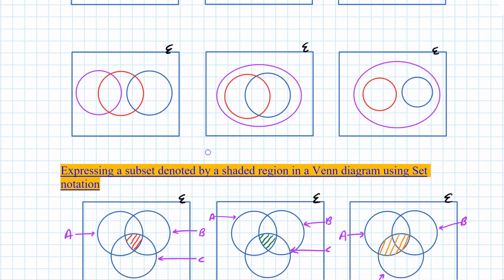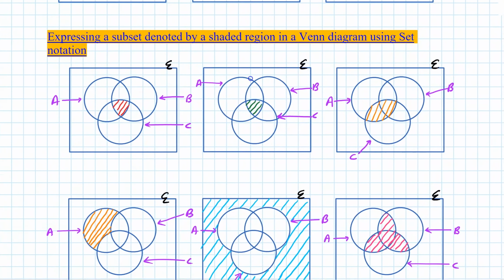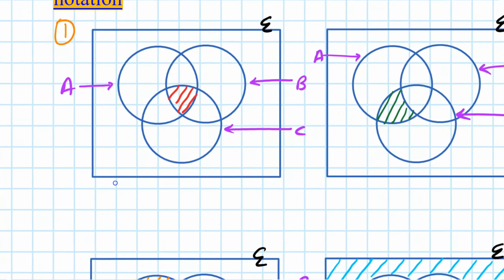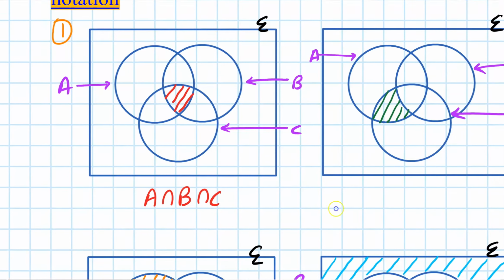Righty. So let's move on to representing or expressing subsets denoted by the shaded regions. I have given a few diagrams here. Let's have a look at one at a time. The very first one, it's common to all. It is the intersection of all 3 subsets A, B, C. Hence we can write A intersection B intersection C.